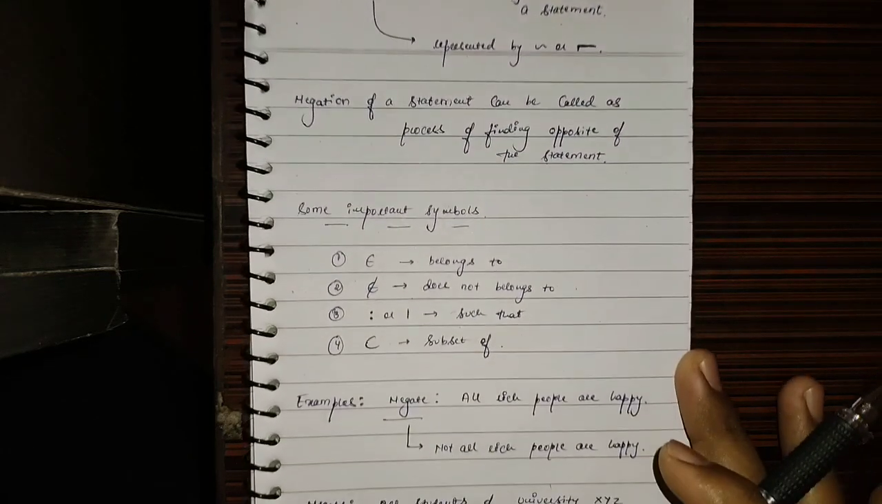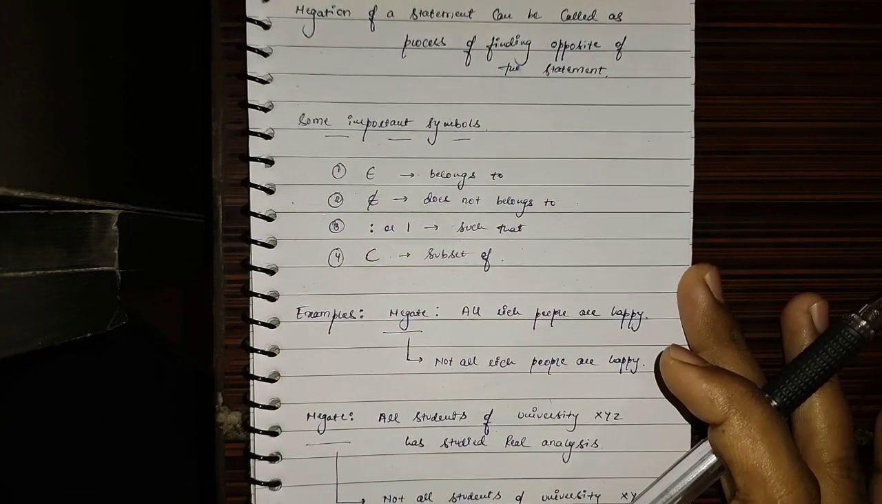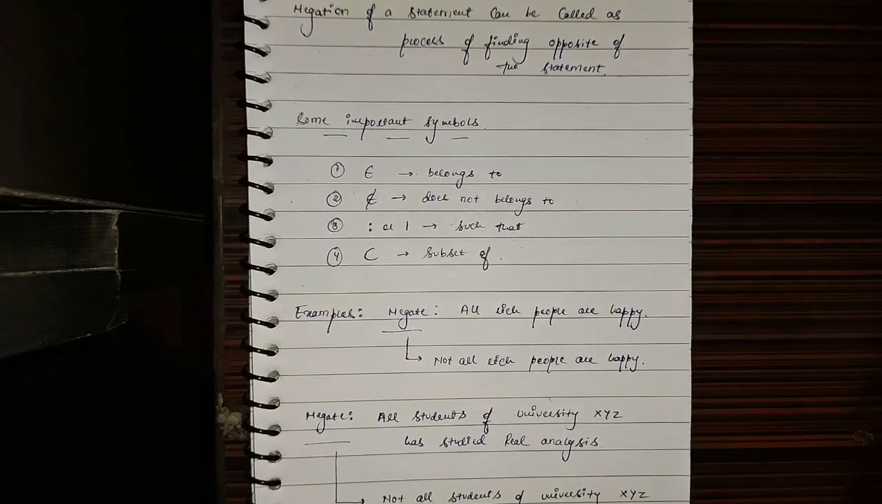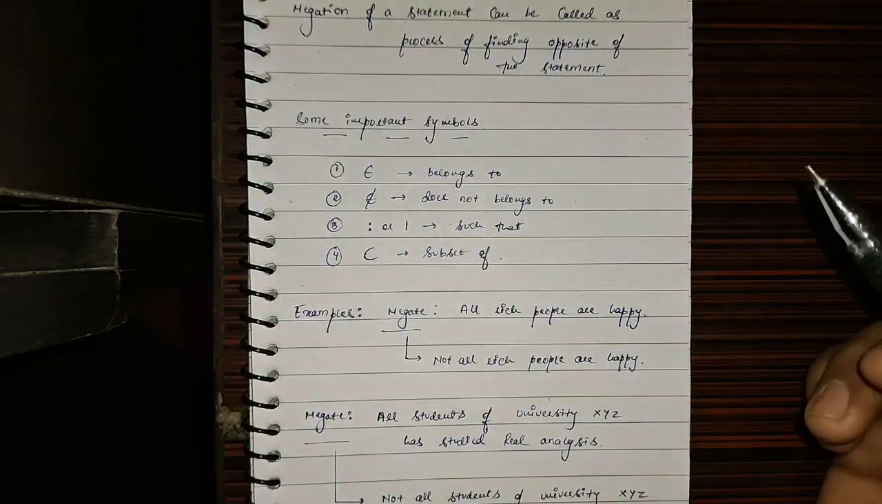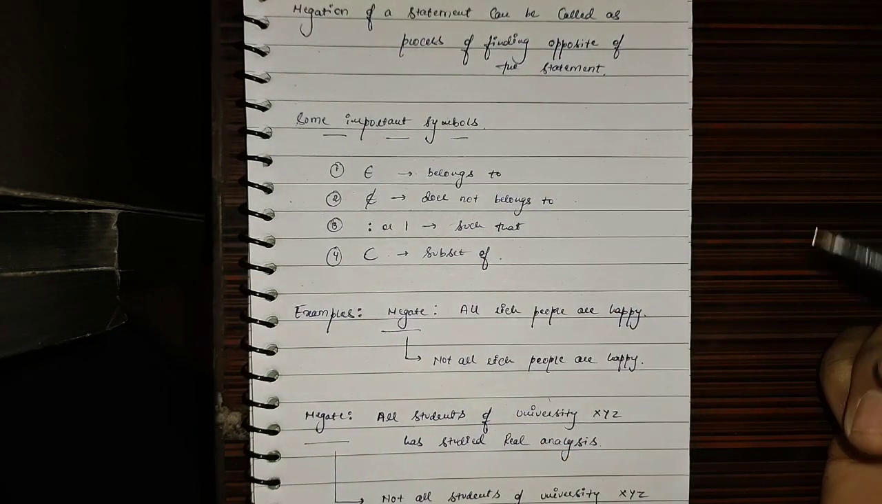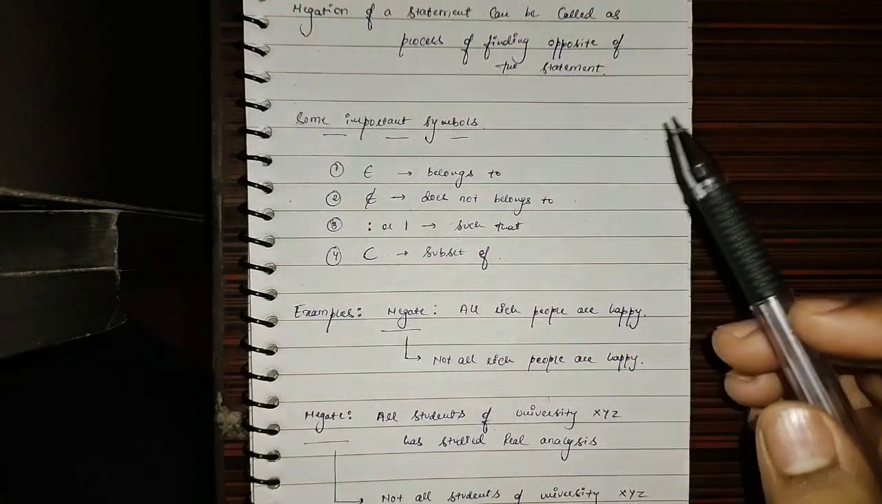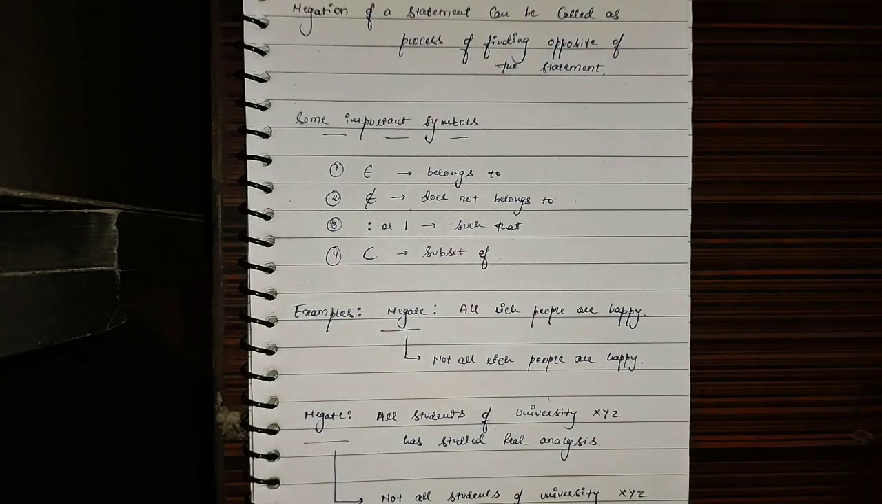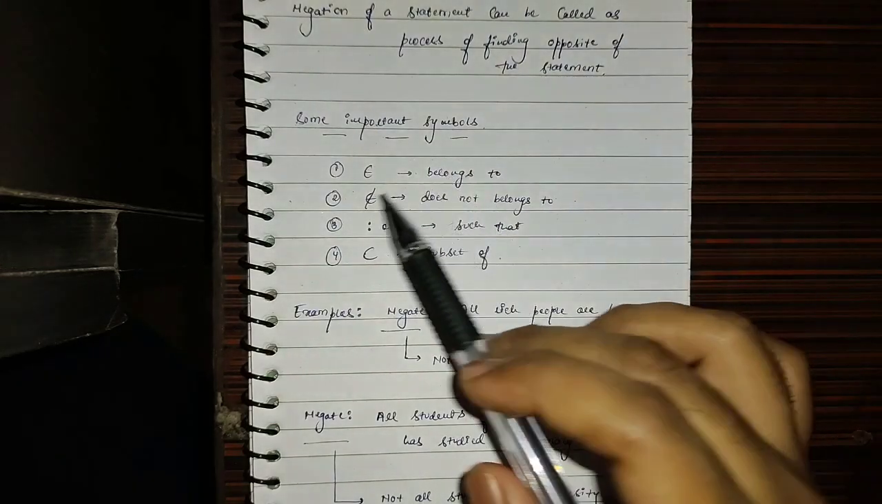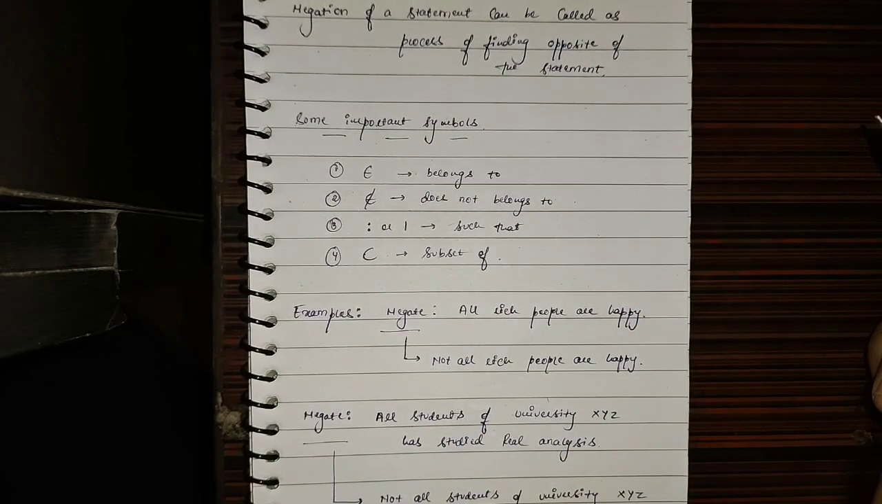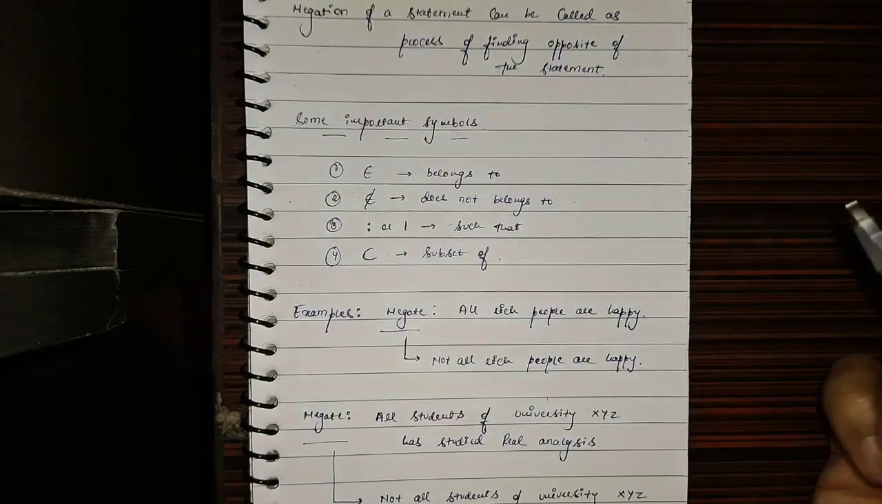Before moving forward, I would like to explain to you a few important symbols that we need to know. The first one is belongs to. This symbol is used when we want to say that an element belongs to a set. So when I say that A belongs to a set B, I would be using this symbol. Similarly, if I want to say that element A doesn't belong to set B, then I would be using this symbol.